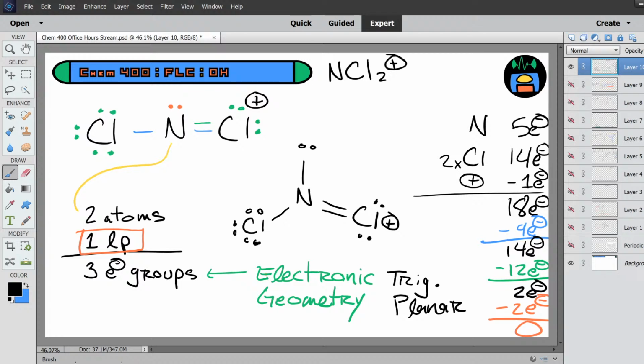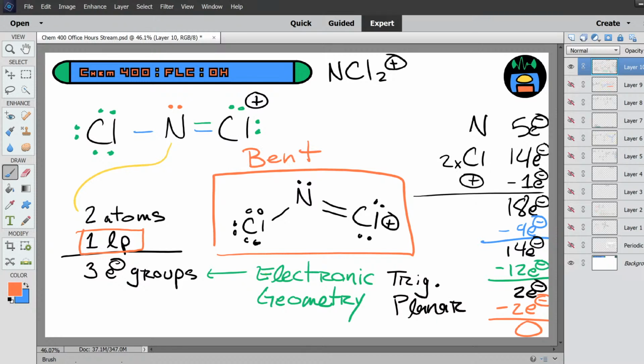But when we try to figure out our molecular geometry, we're not looking at the shape that all the electron groups make. We're just looking at the shape that the atoms make. And so the molecular geometry here will be bent, because it kind of looks like a bent line.